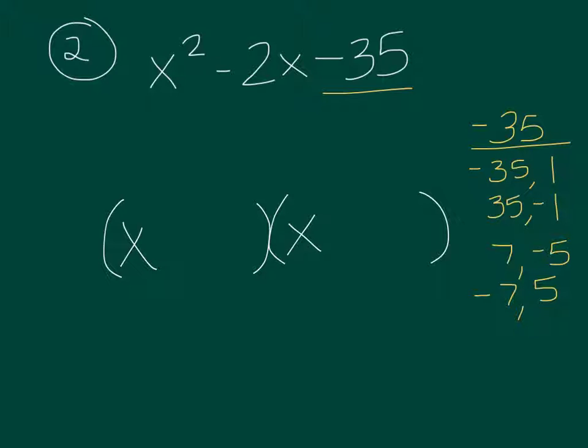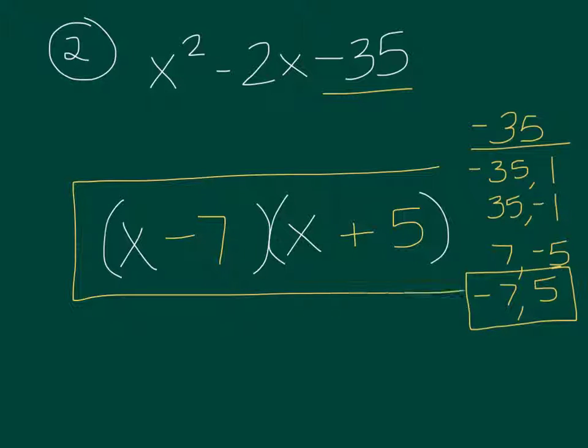And the ones that equal negative 2 are, again, negative 7 and 5. And again, make sure you are careful and don't pick 7 and negative 5, because those equal positive 2. Then we're just going to take both these numbers here, negative 7 and 5, and plug them in your parentheses. So minus 7 plus 5. And there would be your answer.